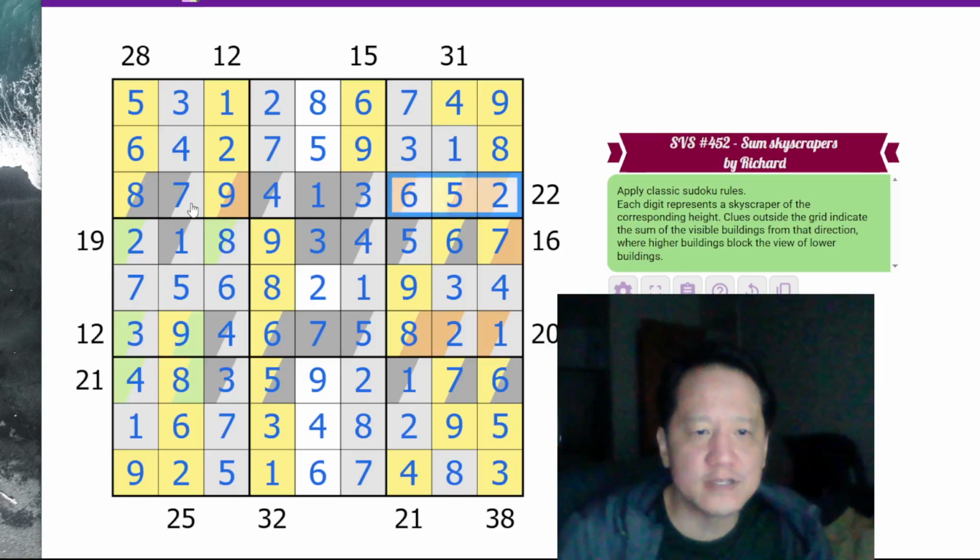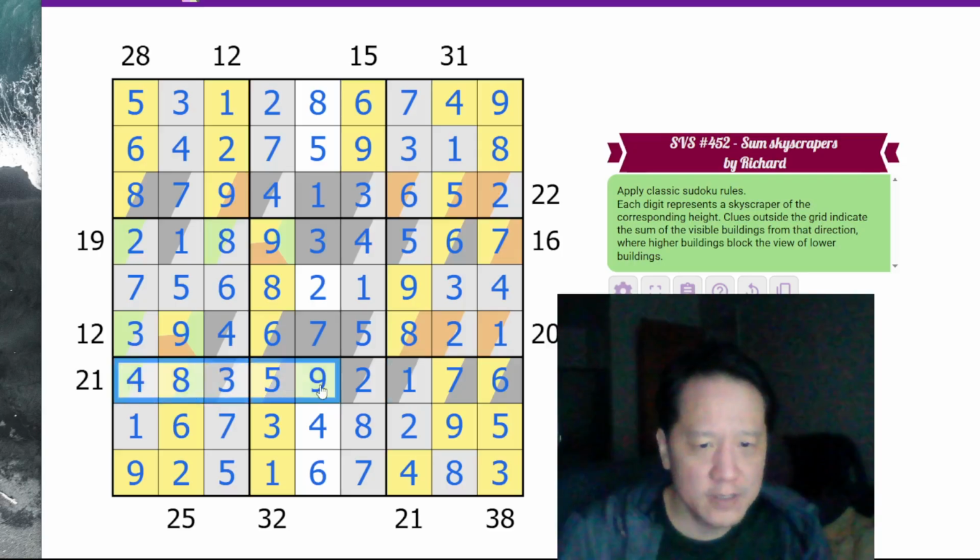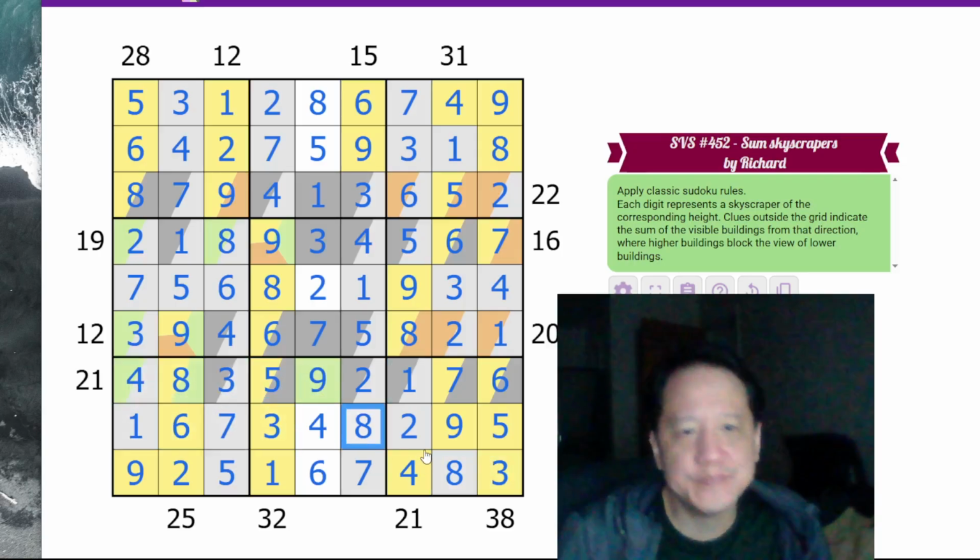2, 5, 6, 9 adds up to 22. 7 and 9 adds up to 16. 2, 8, and 9 add up to 19. 3, 9 adds up to 12. 1, 2, 8, and, oops, orange. 1, 2, 8, and 9 adds up to 20. 4, 8, and 9 add up to 21. And that's all.